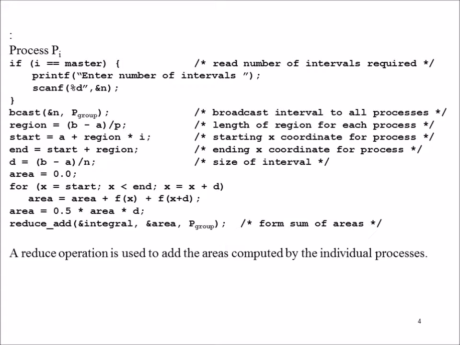So we start out with the area initialized to 0, and we go from the start to the end and calculate the area of each trapezoid, adding that to the total area. Then we need to divide by 2 because the formula for the trapezoid is a plus b times d divided by 2. So here we have the 0.5 multiplication. And then we perform a reduction to add up all the results.